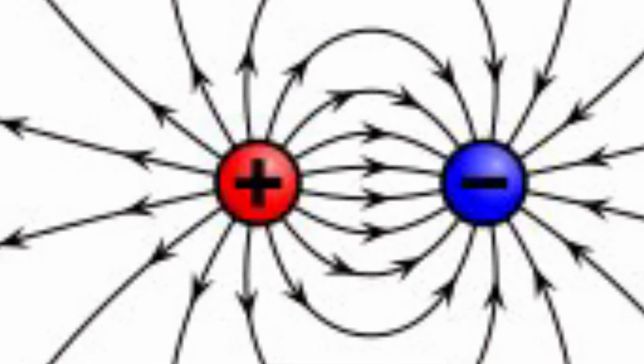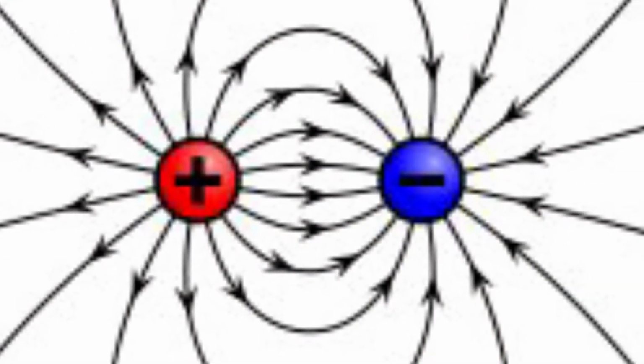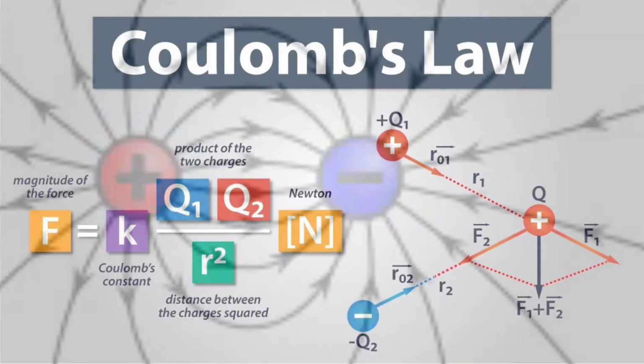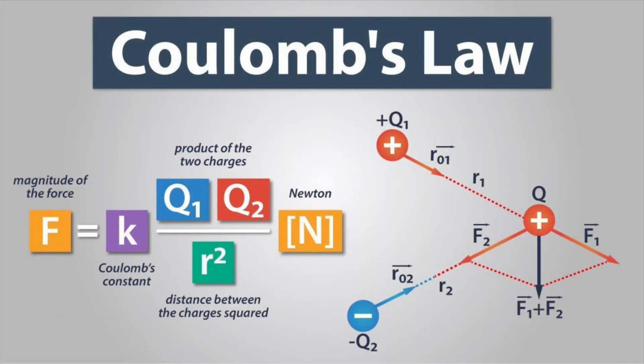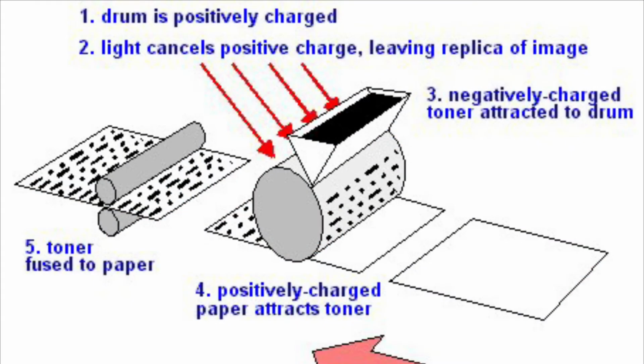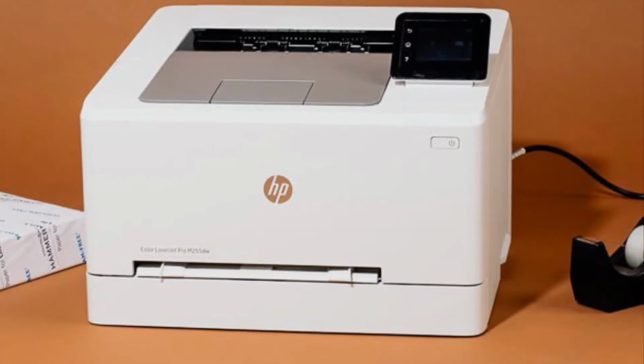From what we've learned, electric fields are created by the presence of electric charges. We also learned Coulomb's law, which states that the magnitude of the electrostatic force of either attraction or repulsion between two-point charges is directly proportional to the product of their charges and inversely proportional to the square of their distance. Simply this equation. Interestingly enough, an electrostatic process known as xerography abides by Coulomb's law, and it's what makes printers do what they do.